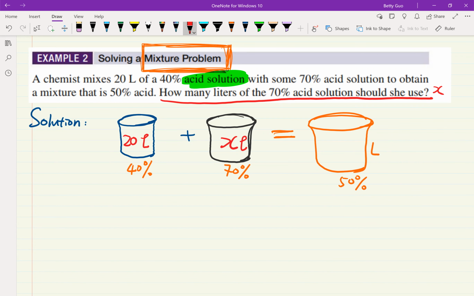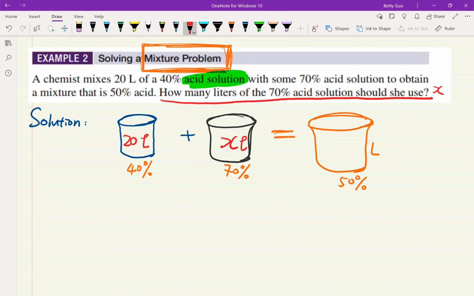Everybody, she put 20 liters here and another X liters here. How many liters in the big jar? This is X. You have 20 liters, you put it here. You have X liters, you put here. So how many liters right now here? The big jar was empty at the beginning. The chemist put 20 liters of 40% acid solution here, and then put X liters of 70% acid solution here. Then how many liters of solution right now here? 20 plus X.